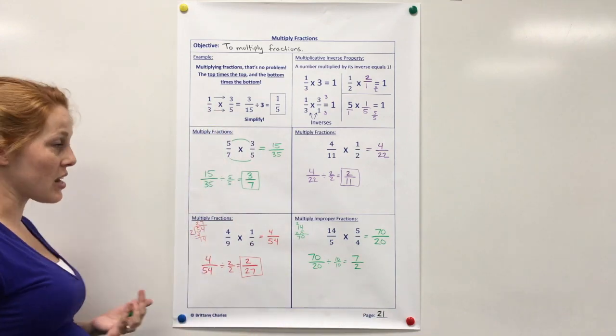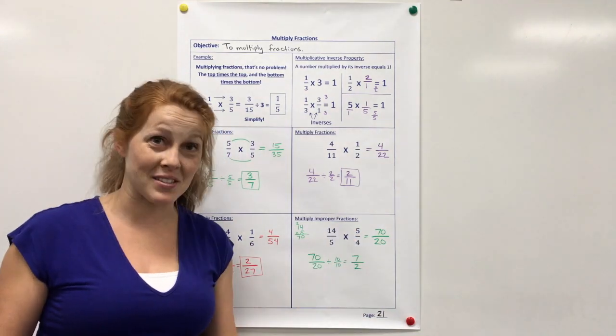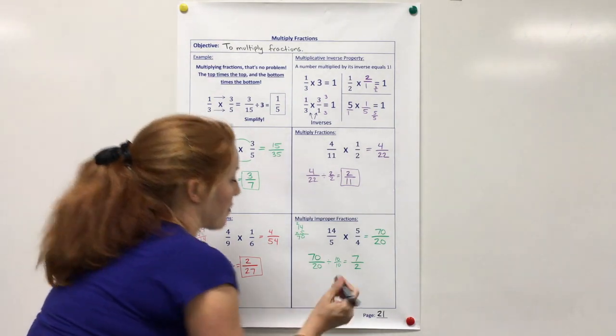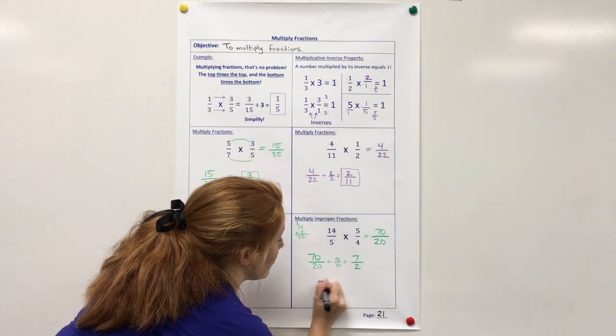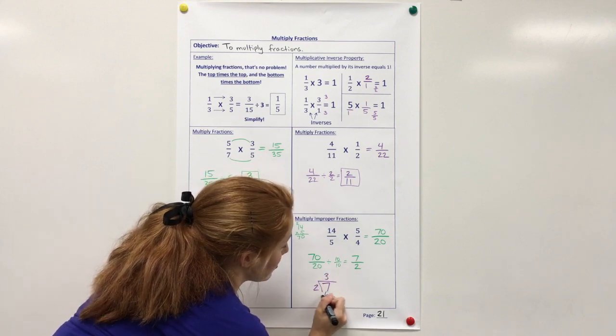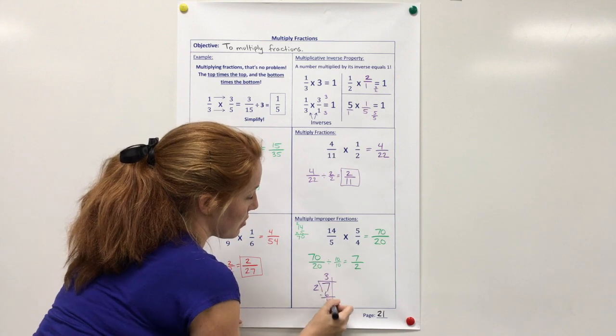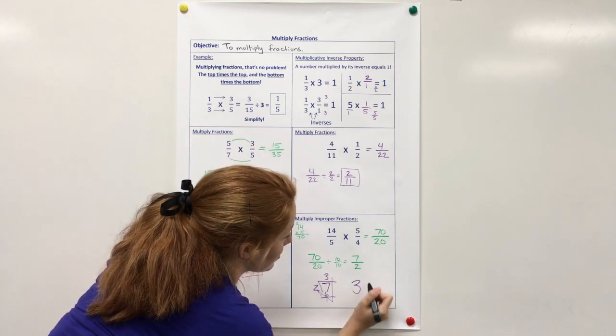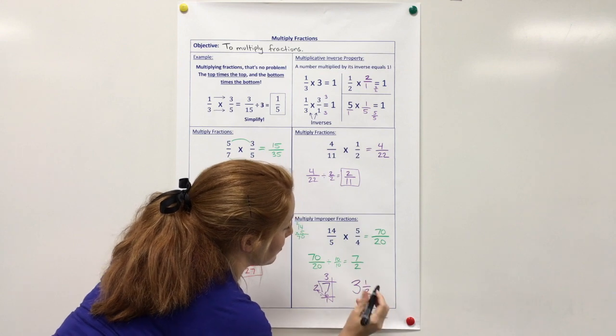And then the last thing I would want to do is just make it into a mixed number, because technically that would be simplest form. So I divide. 2 goes into 7 3 times, which is 6. And then I do the remainder. 3 and 1/2.